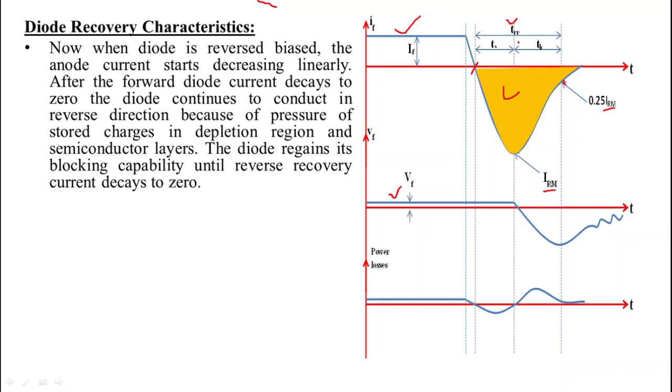Now TA, this is TA, it is the time from when anode current becomes 0 to the point when anode current reaches the maximum value in reverse direction, that is equal to IRM. During this time, stored charges in depletion region are removed. And next time is TB. It is the time between IRM, that is maximum reverse current reached, to 0.25 IRM. During this time, charges from semiconductor layer are removed.